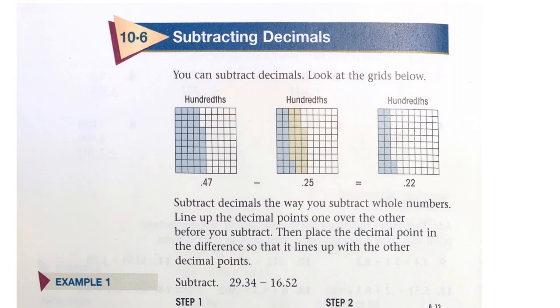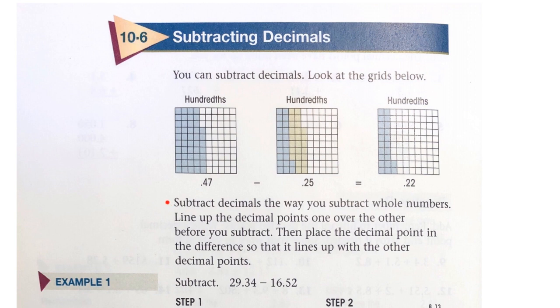Basic Math, Chapter 10, Section 6, Subtracting Decimals. You can subtract decimals. Look at the grids below. 47 hundredths take away 25 hundredths equals 22 hundredths.